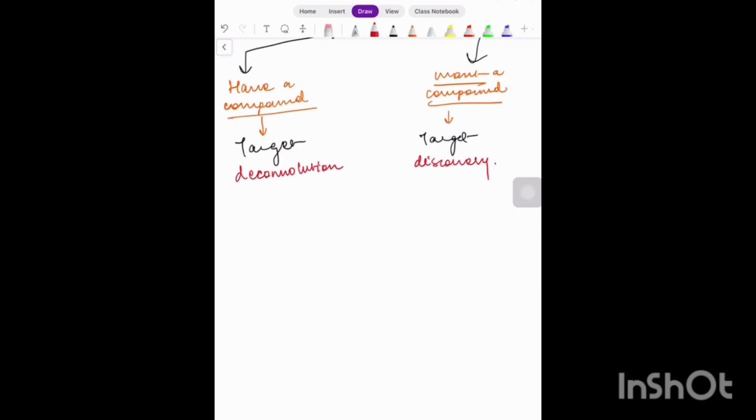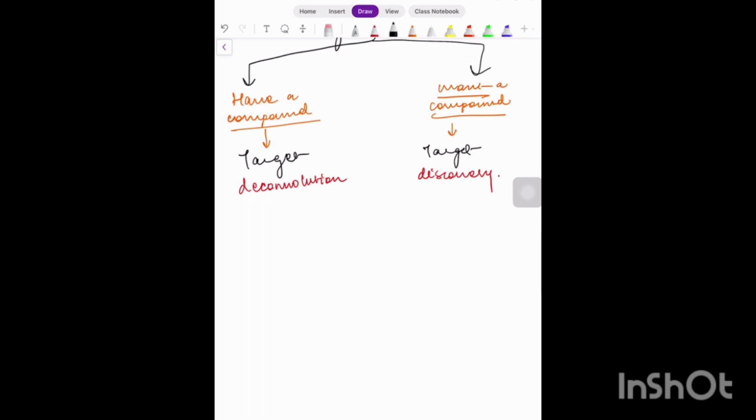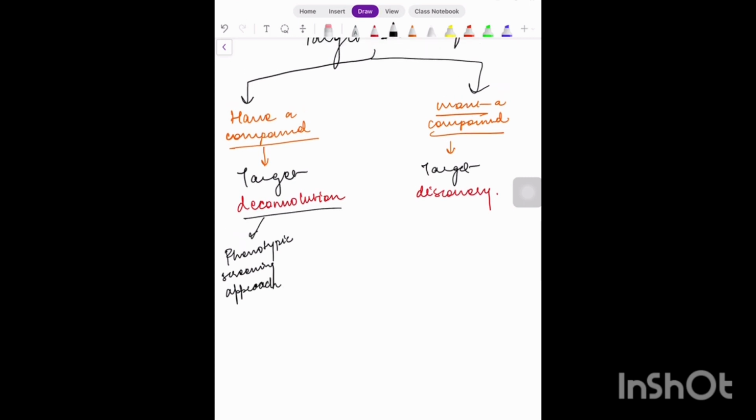Now what will happen is that this is done on the basis of this particular thing. How is deconvolution done? It is done by the phenotypic screening approach. And how is target discovery done? It is done by the target based screening approach.